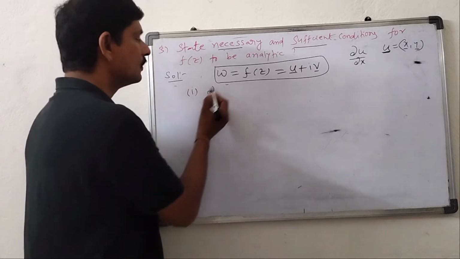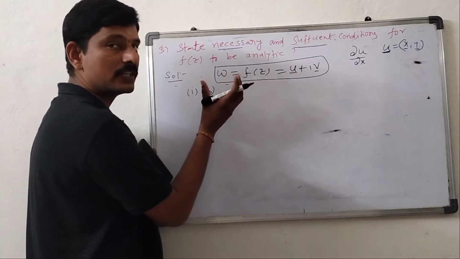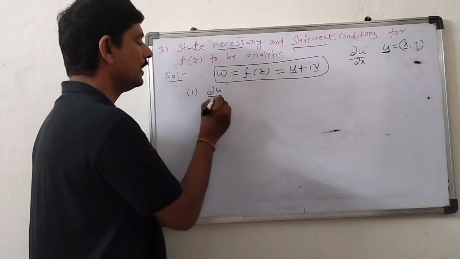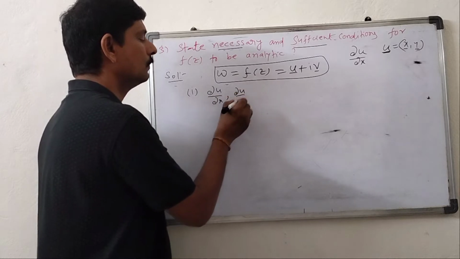Right. So what are the necessary and sufficient conditions? Dou u by dou x, dou u by dou y.